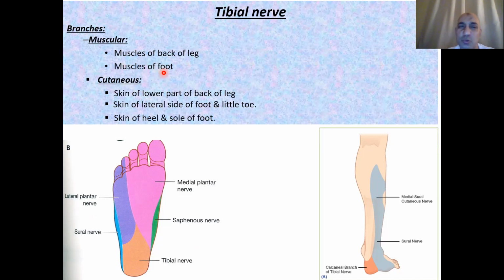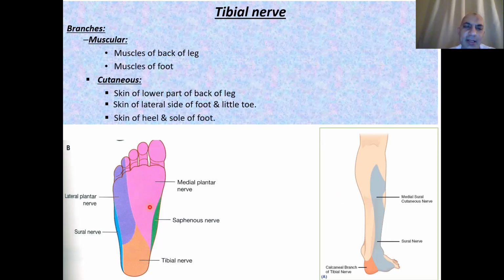So the tibial nerve supplies the muscles of the back of the leg, 7 muscles, and the muscles of the foot indirectly through medial and lateral plantar branches. They are about 18 muscles. Cutaneous: it supplies the lower part of the back of the leg and the lateral aspect of the foot and the little toe, both of them through the sural nerve. And the skin of the heel, this is the direct supply, and the skin of the sole of the foot through medial and lateral plantar branches.